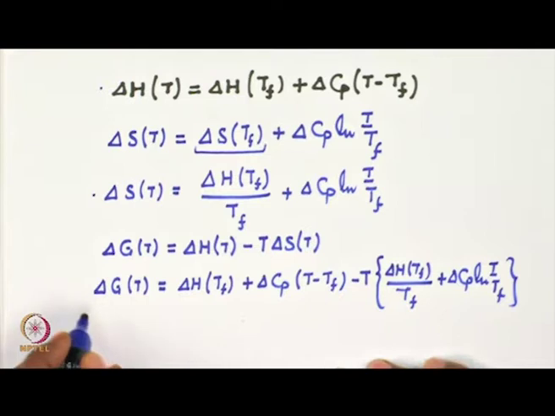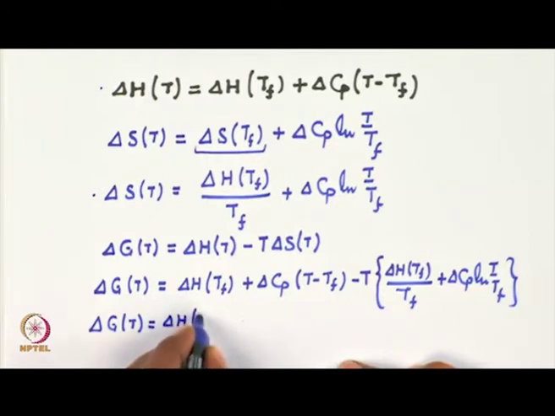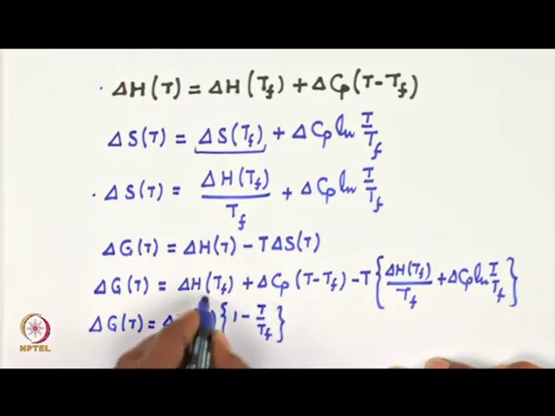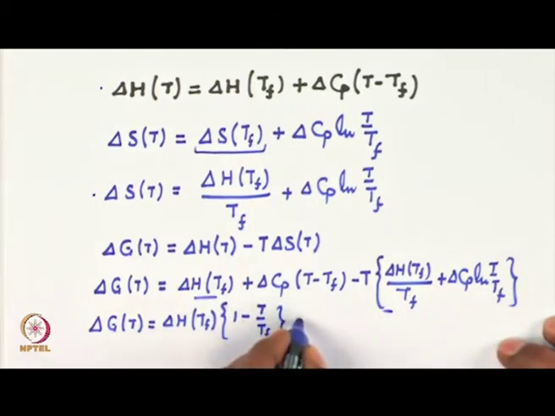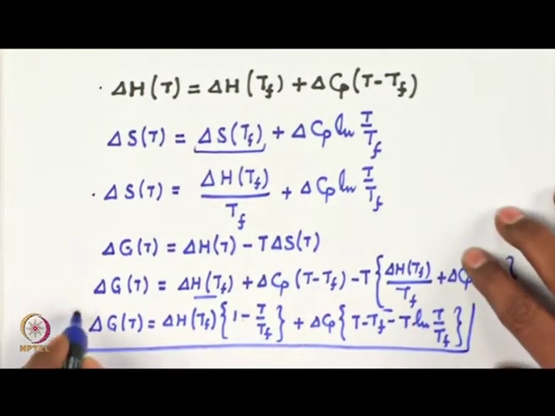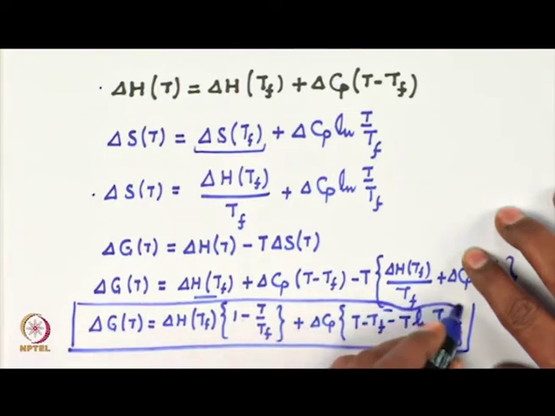Now, if you further rewrite, delta G at any temperature T is equal to delta H at Tf, if I take it out as common, it is (1 minus T by Tf) from here and here, then plus delta Cp, let us take out common, it is (T minus Tf) minus T log T by Tf. This is the equation that can be used.